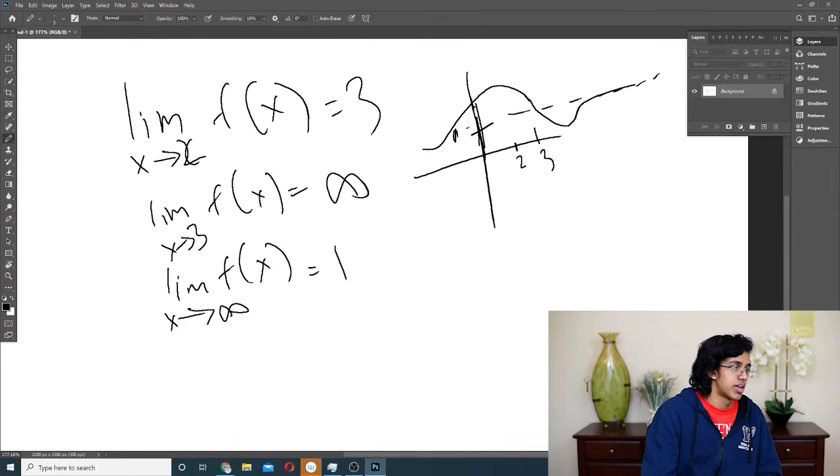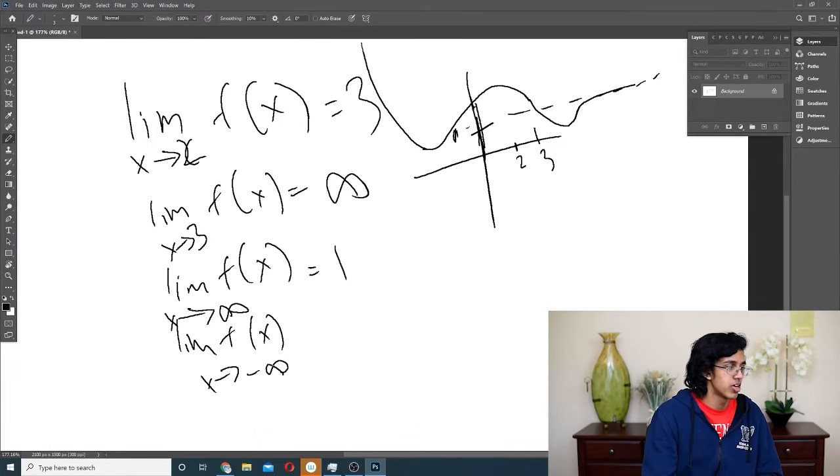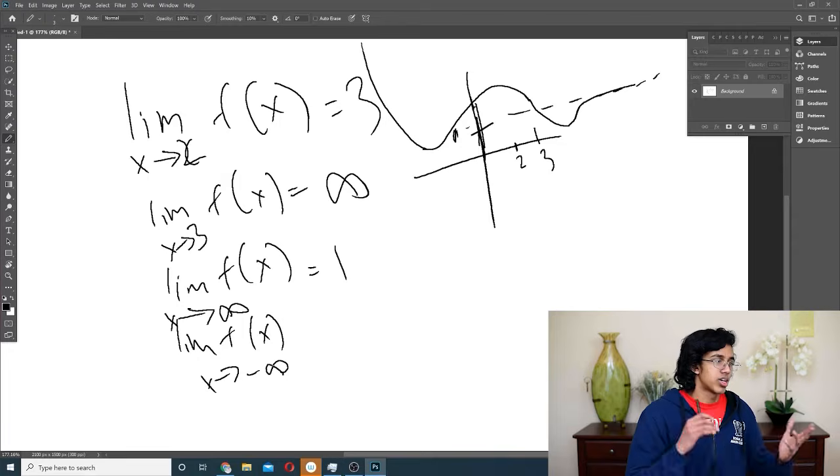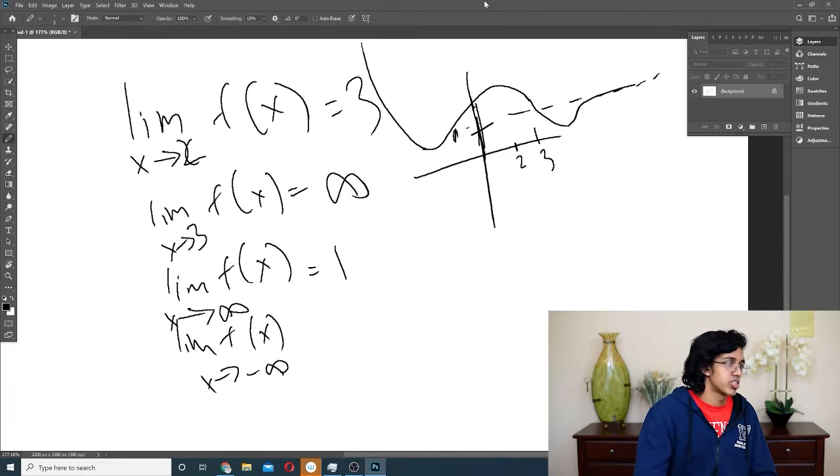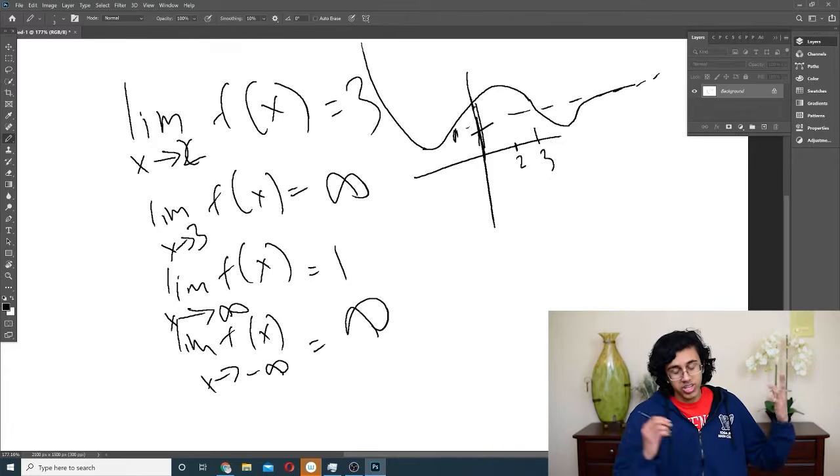However, let's say that at negative infinity it just goes like that. Then our limit as x goes to negative infinity of f of x, which means it goes all the way to the left, we cannot say is a single number because it just increases infinitely. So we could say that it's equal to infinity, which is technically not defined, but it's there. Alright, epic. Now you know how to do it from looking at graphs, okay?